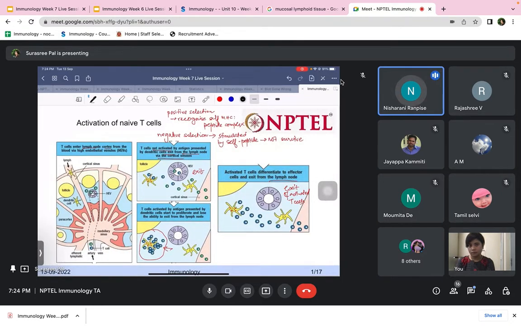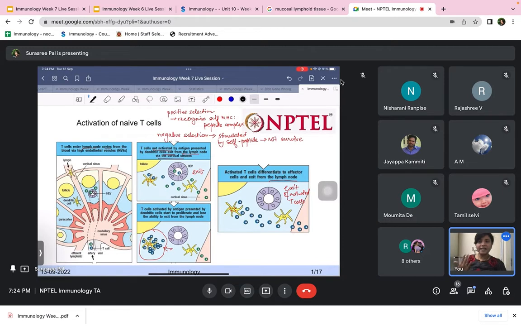Yeah, so here in the lower one it is saying T cells activated by antigen presented by the dendritic cells start to proliferate and lose the ability to exit. And here it is saying activated T cells differentiate to effector cells and exit from the lymph node. I am getting confused out here. Okay, so don't get confused.